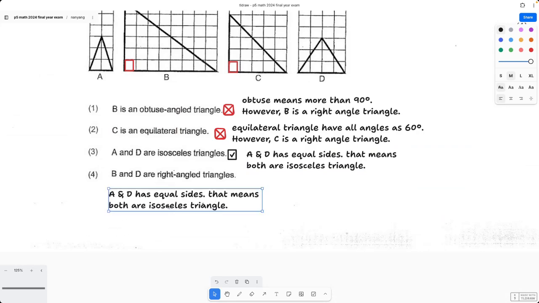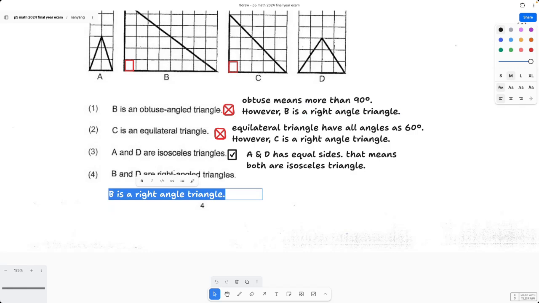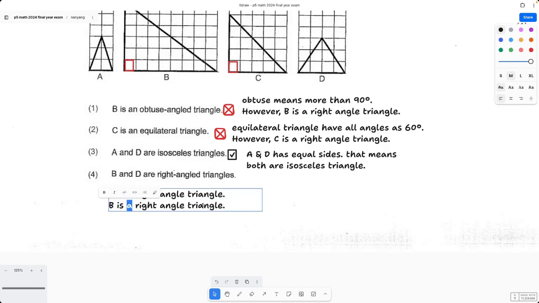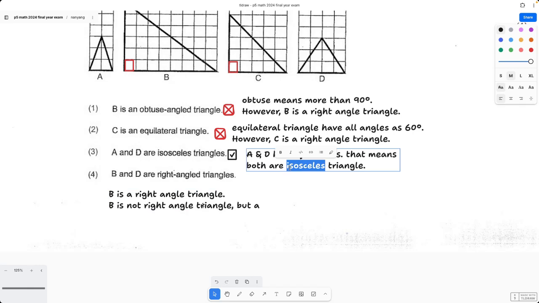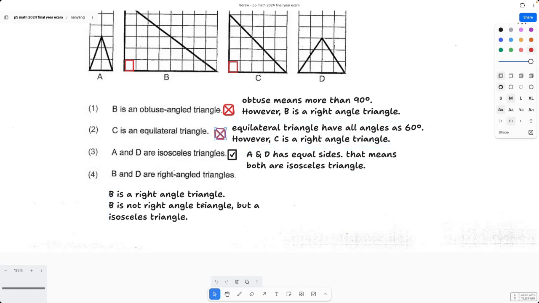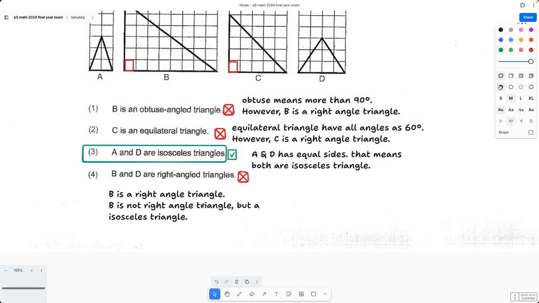And then lastly, B and D. So B is a right angle, but D is not a right angle, but an isosceles triangle. That's why you see over here. That means this is wrong. So that means the answer to this, I'm gonna move it here, the answer to this is this thing over here. So 3, gonna move it like that. Alrighty, let's move on to the next question.